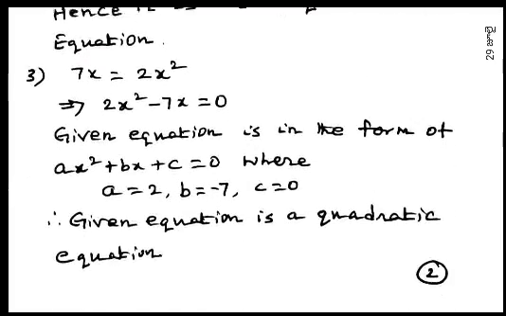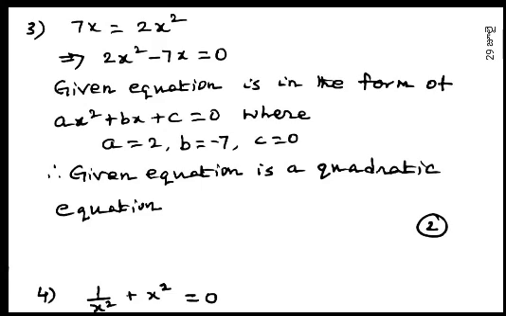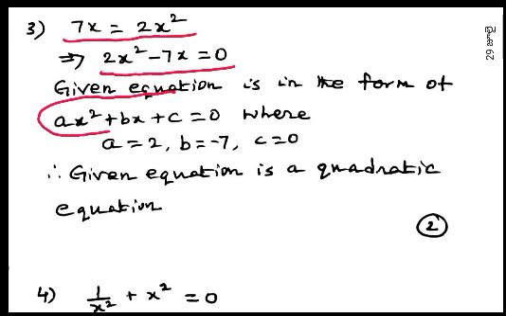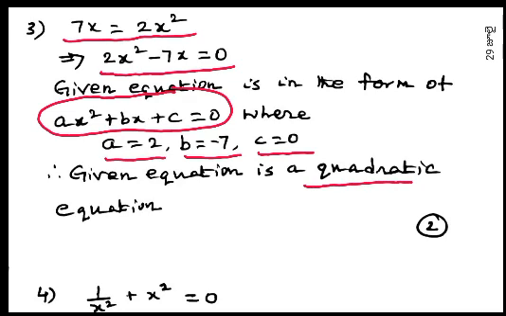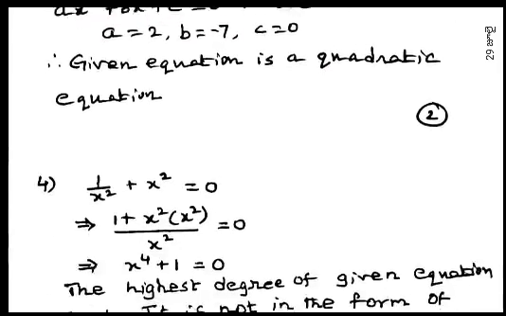Now, we consider another problem. 7x minus 2 equal to 2x square. The given equation can be rearranged and written as 2x square minus 7x equal to 0. This is in the form of ax square plus bx plus c equal to 0, where a equal to 2, b equal to minus 7, c equal to 0. Therefore, the given equation is a quadratic equation. It is our conclusion.